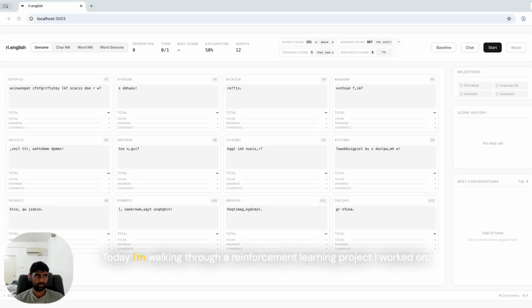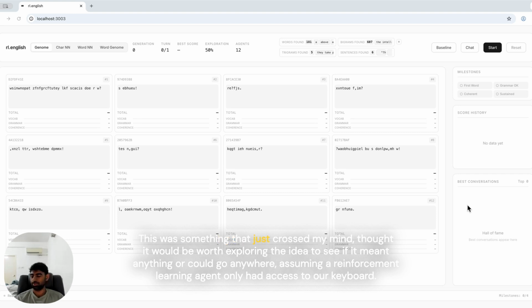Hey everyone, today I'm walking through a reinforcement learning project I worked on. This was something that just crossed my mind, and I thought it would be worth exploring the idea to see if it meant anything or could go anywhere.